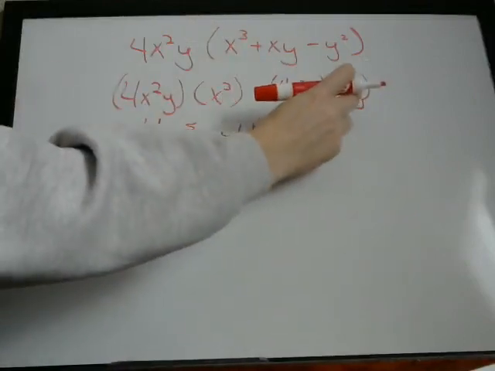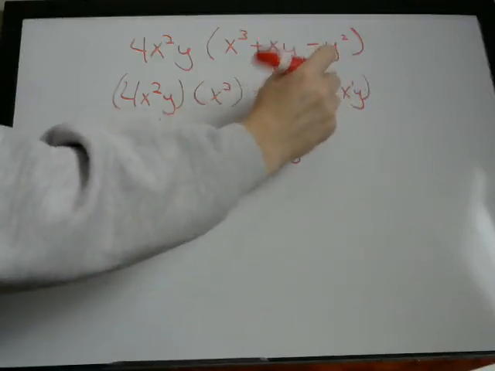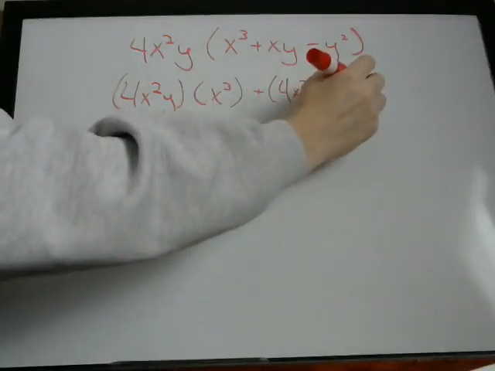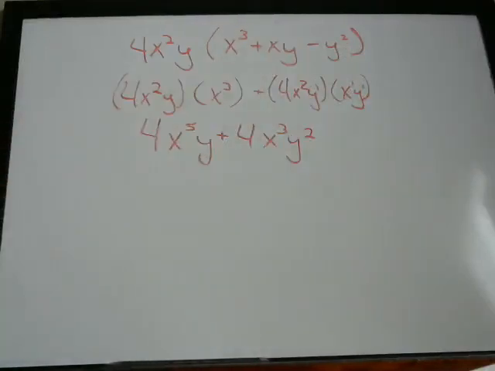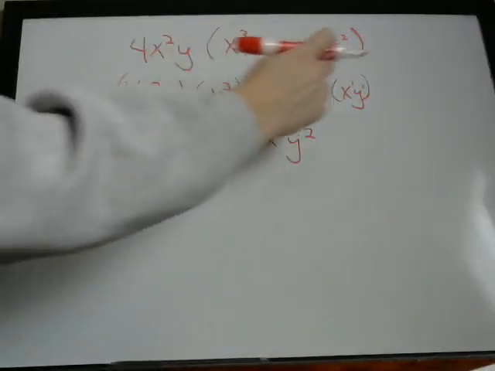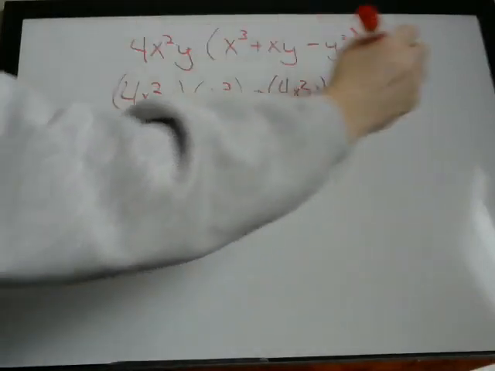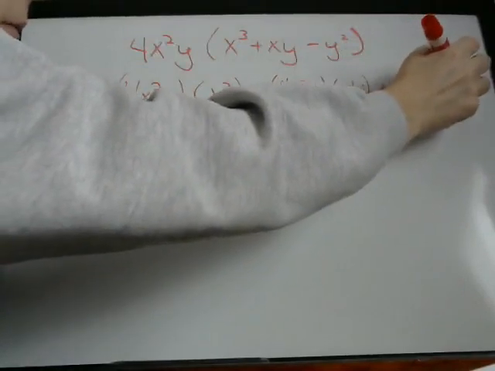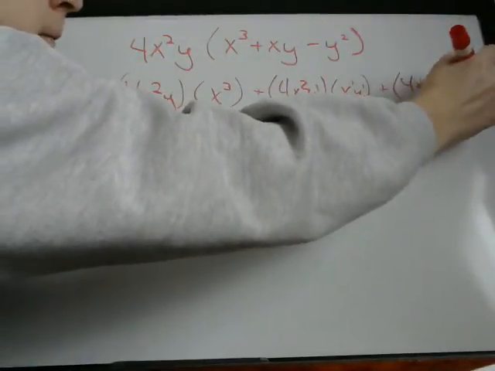Then we have y. Here we do have another y. So we have y times y. Remember, there's a 1 here. So we write the y down, and we just add the exponents. 1 plus 1 is y squared. Then we're going to do the last bit here. So 4x squared y. Again, we're just doing the distributive property times negative y squared.